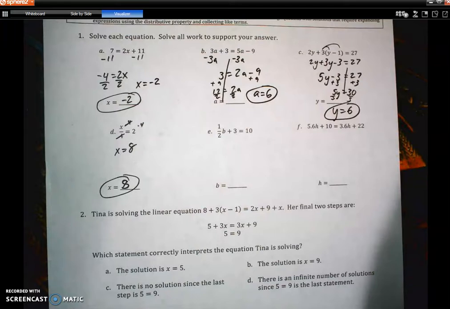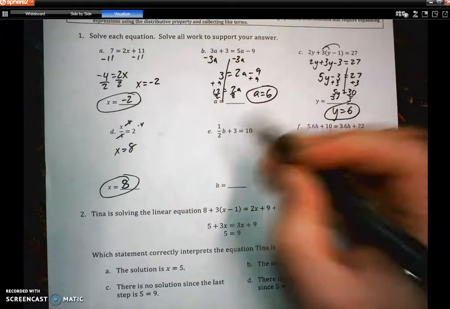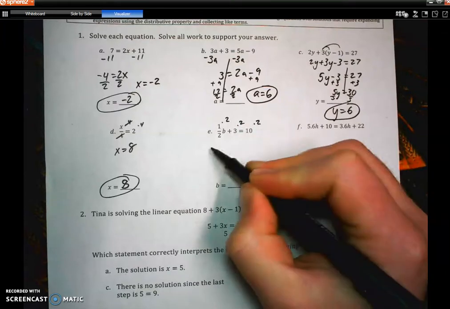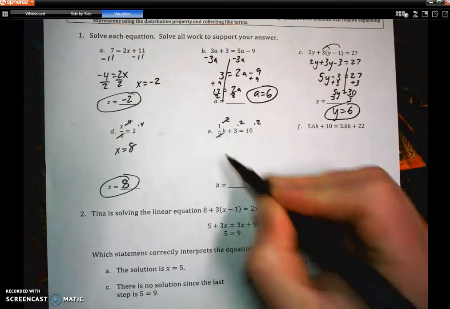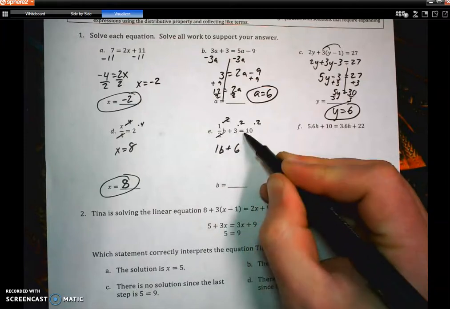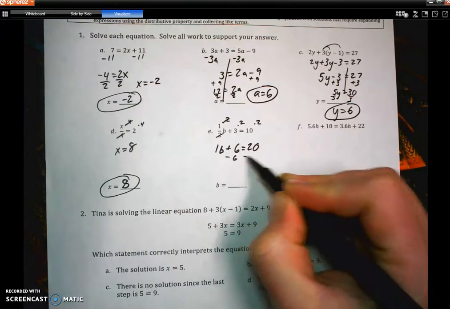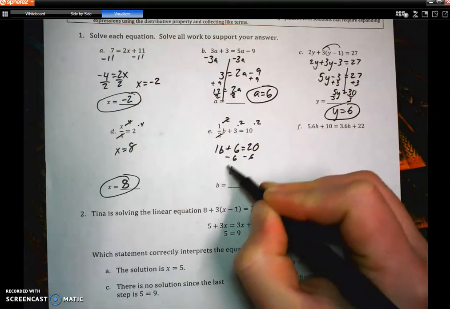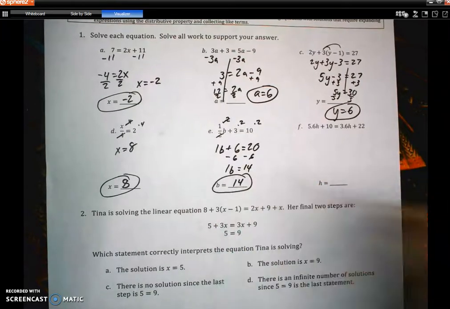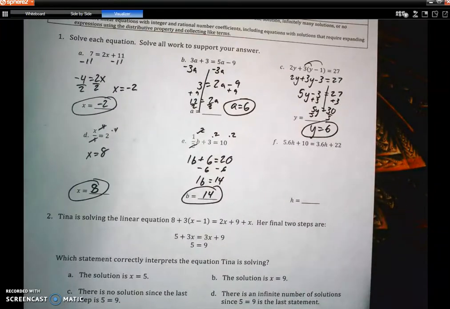When you have fractions, right off the bat I see it's 1 divided by 2, right? It's a half of something. So I'm going to make everything twice as big to eliminate that fraction. This and this eliminates. 1b plus 3 times 2 is 6. 2 times 10 is 20. I subtract 6. I get 1b equals 14. So b equals 14.